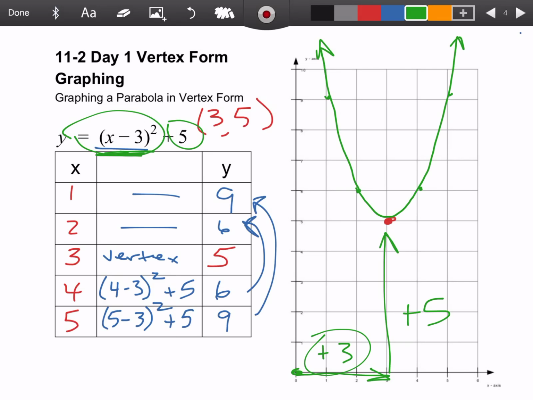So hopefully these examples helped, and your assignment is dealing with just graphing parabolas just like this using vertex form.